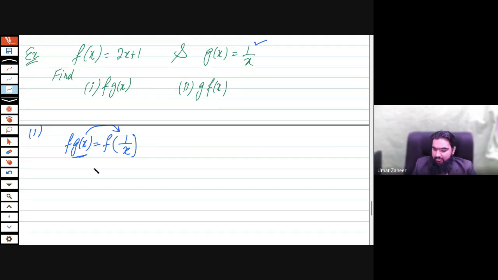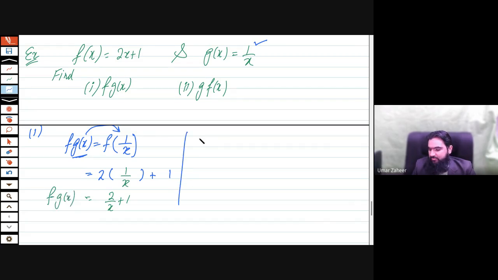Now look at which function is applying. Now it is the f function, and the f function is 2x plus 1. And at the place of x, what do we have to substitute? 1 by x, because that is the input. So 2 over x plus 1 is the final answer of f into g of x.